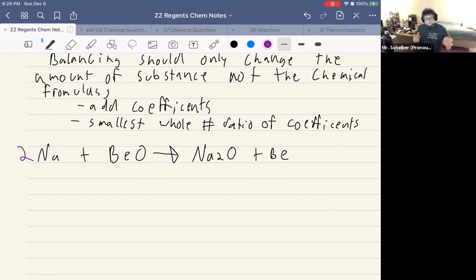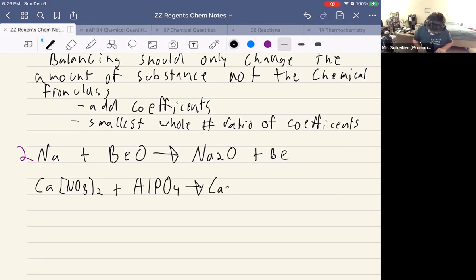Now, there are a couple of little tricks. Let's look at one specific little trick I can tell you, and this has to do with polyatomic ions. Ca(NO3)2 plus AlPO4 yields Ca3(PO4)2 plus Al(NO3)3.